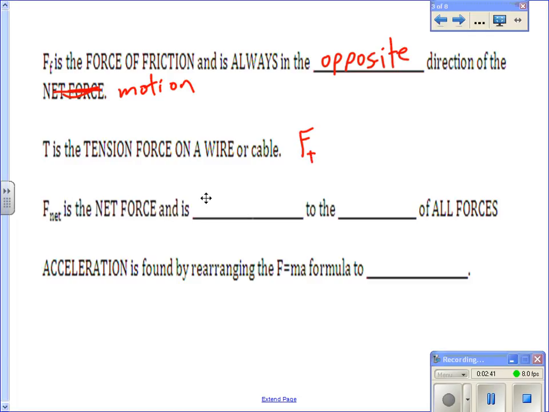F net is the net force and is equal to the sum of all forces. And if we rearrange the formula to solve for acceleration, we rearrange F equals ma to a equals. I'm going to put F net in here, because it's the net force that will give us our acceleration. So a is F net over m.